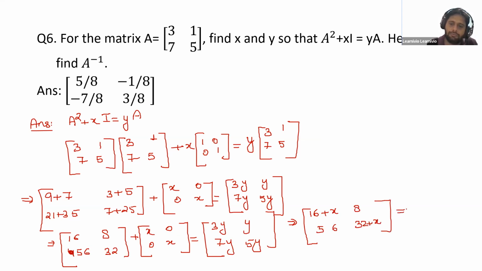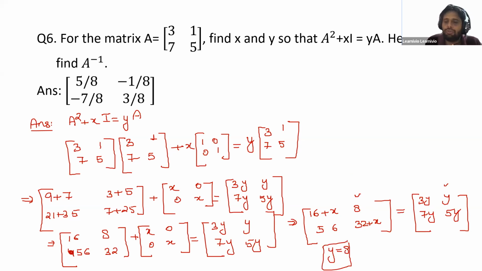This is equal to 3y, y, 7y, 5y. Now equate this. From here you will get the equation 16 plus x is equal to 3y. First of all, we will find the value of y from here: y is equal to 8. Whatever values you get for x and y, you need to check that they satisfy all the elements. If we check 7y is equal to 56, then also we get y is equal to 8. We'll get only a single value.